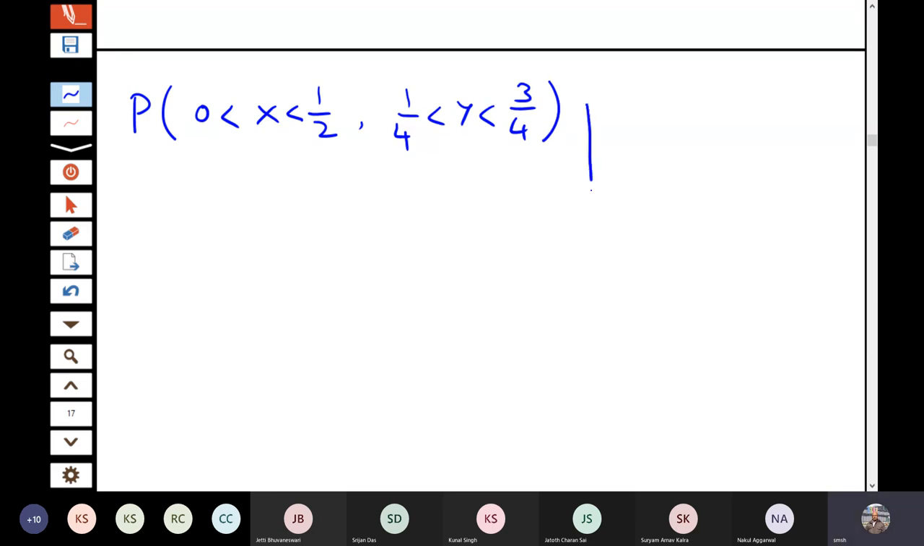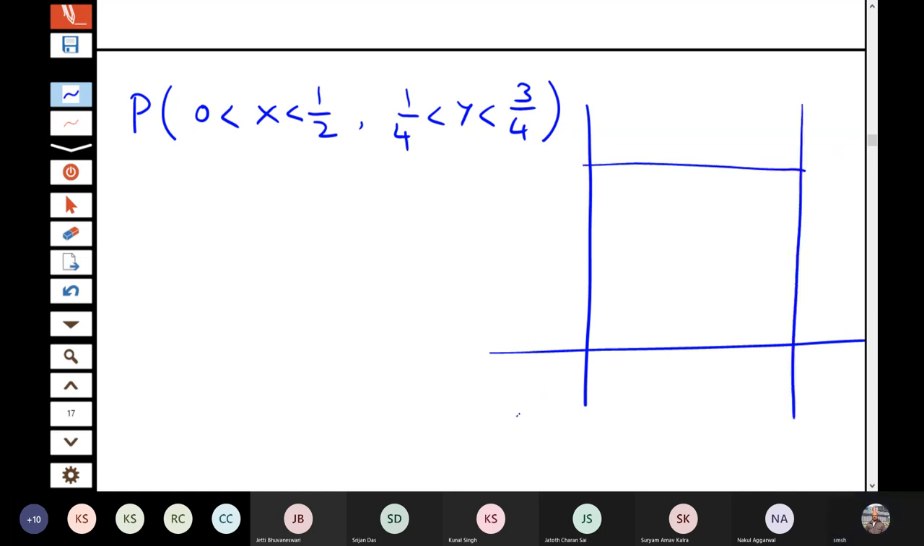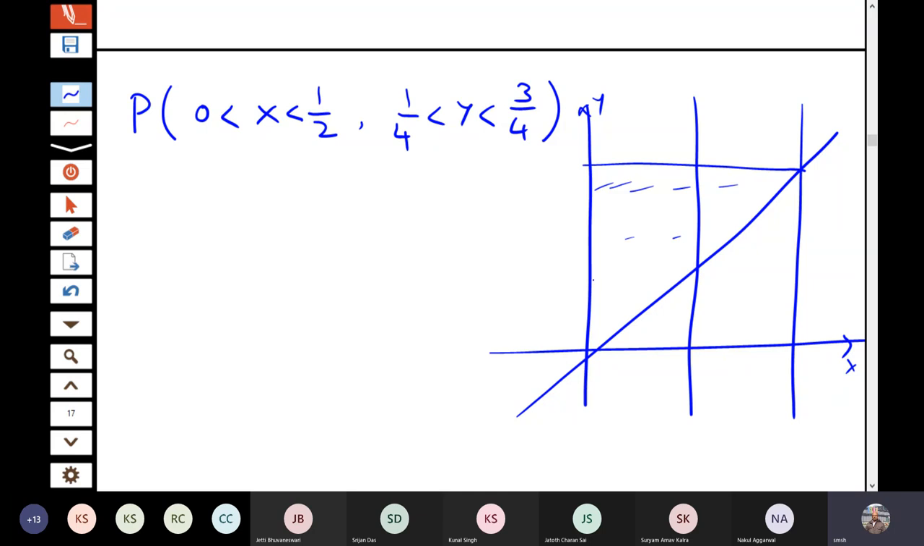So again you draw the region here, because you have to determine the region of integration. This is actually the region x less than y, because your density is in this part. Now if I say 0 less than x less than half, then you are here. So for x 0 to half, and then for y it is 1 by 4 to 3 by 4. So I draw this line, that is 1 by 4 and this is 3 by 4. So y is in this region and x is in this region. So basically this is the region now coming in. Okay.